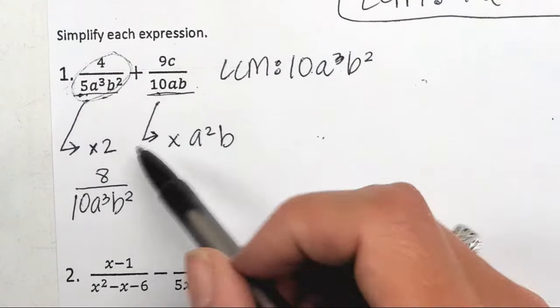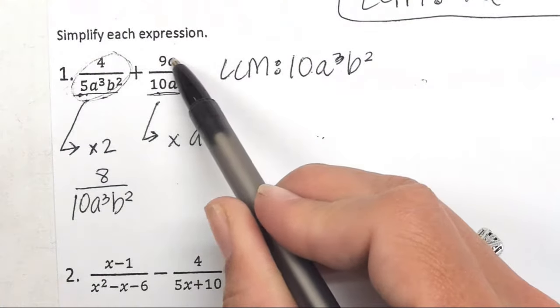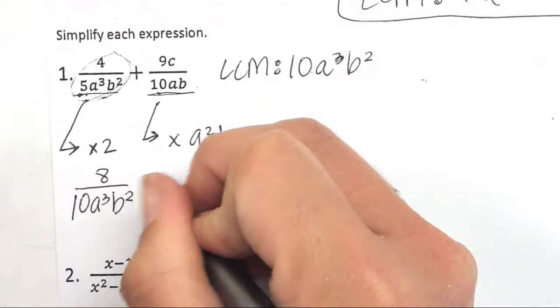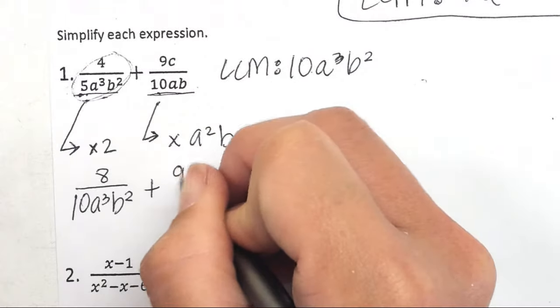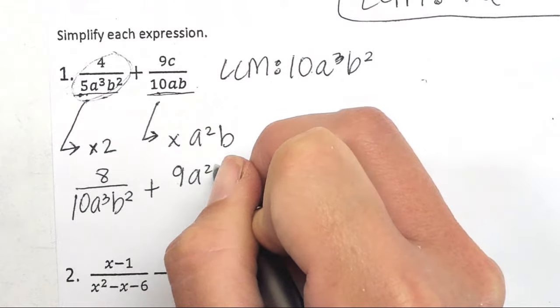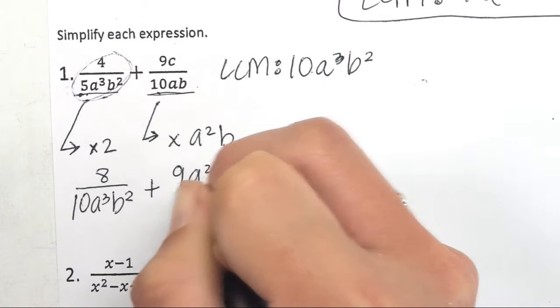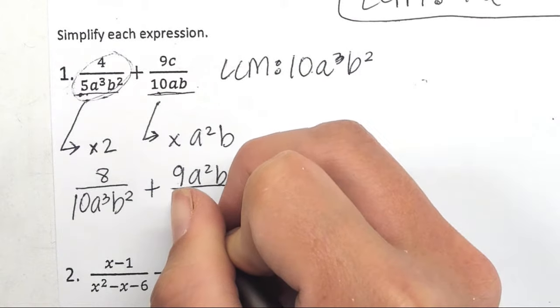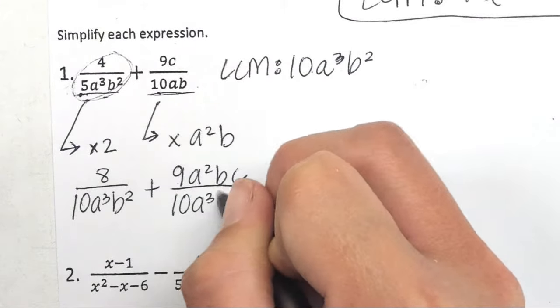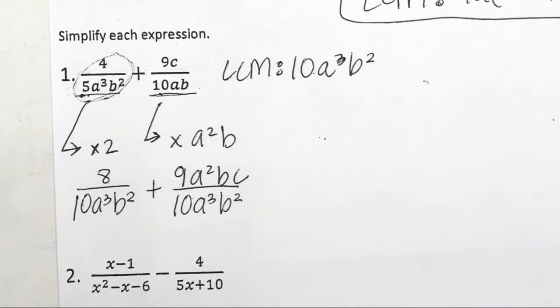So the top, I need to multiply by A squared and B. So tell me what that would turn out to be. 9 A squared B C. Good. Over. Perfect. Now they have the same denominator, correct? So now I can add them.